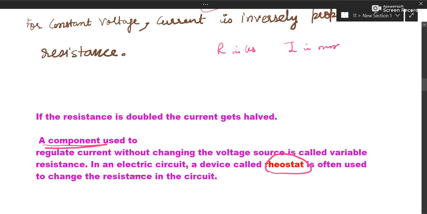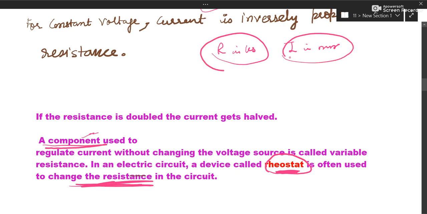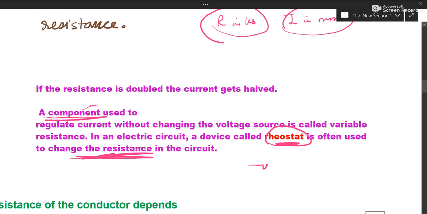Okay, a rheostat is used to vary resistance in the circuit. It's an electrical component that changes resistance in the circuit, and because resistance will be changed, current will be changed. You can increase or decrease it. Earlier we have seen the symbol of a rheostat. A rheostat is drawn like this. These are the two symbols.